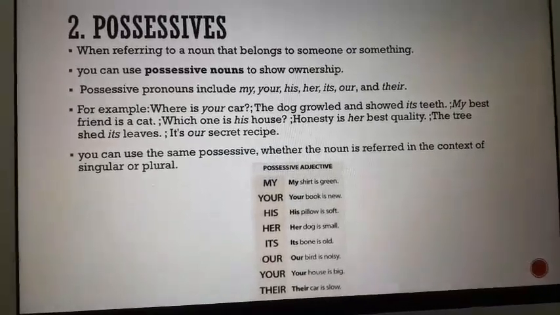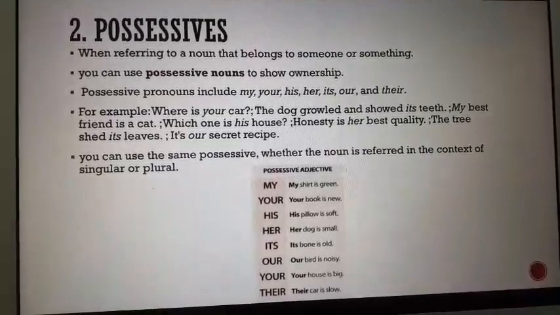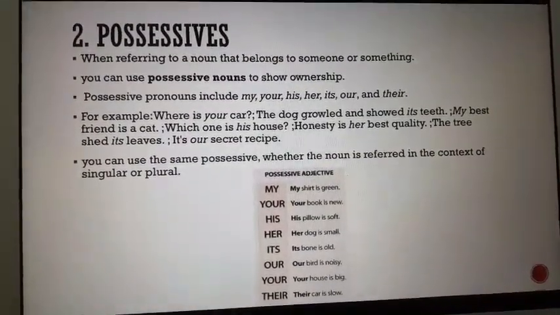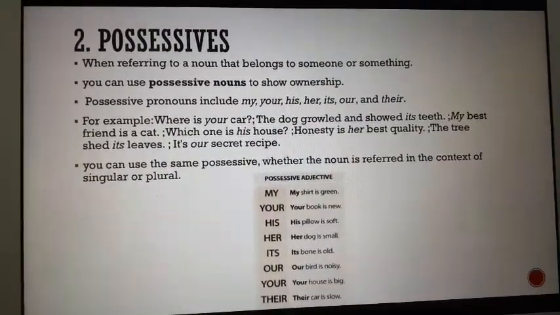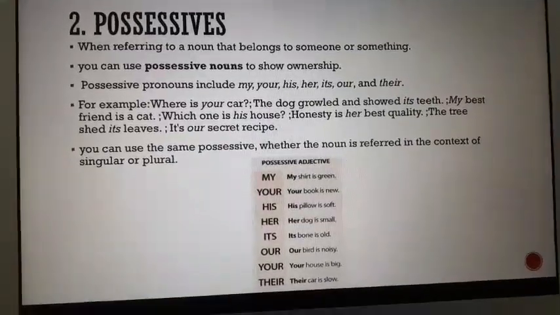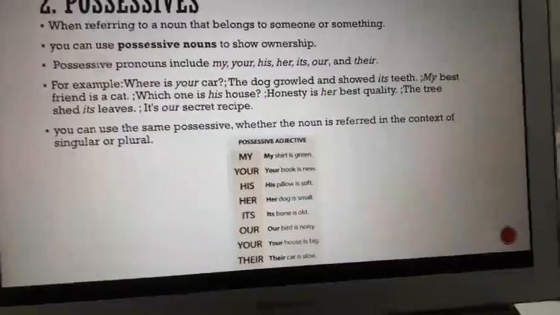My best friend is a cat. So my is again a possessive determiner. Which one is his house? So his is a possessive determiner and house is a noun. So please go through these examples. You will be able to understand things better.